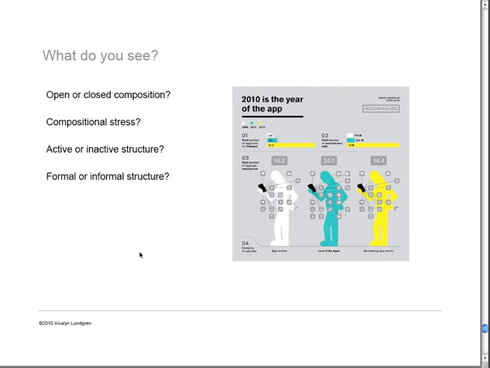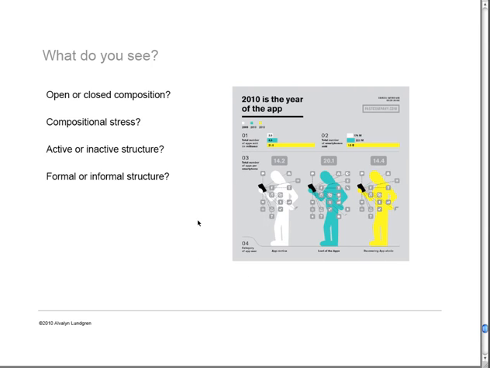Compositional stress. It's horizontal all the way through. Yes, we do have vertical figures, and we've got a few vertical implied lines, but the dominant motion is horizontal. The structural shape, by the way, is a square.